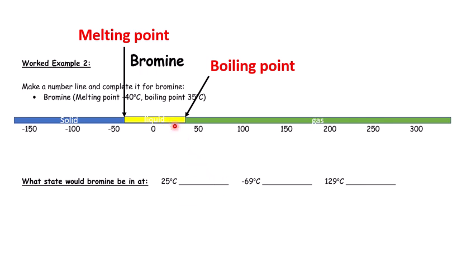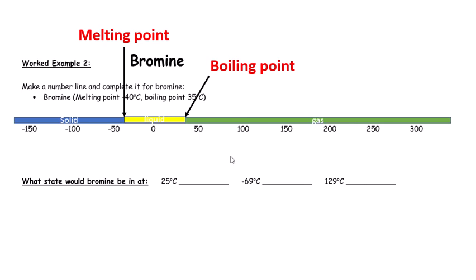Minus 69, now it's a minus in front of it, so be careful with that. So going back here, 0, there's minus 50, that must be minus 60, so minus 79 must be somewhere around here. And that obviously means it would be a solid, so you'd write in solid there. And then 129, well, let's go along the number line, 50, 100, 110, 120, 130 must be around here somewhere. So that's in the green area. So it would be a gas. So that's how we can use number lines to do that.